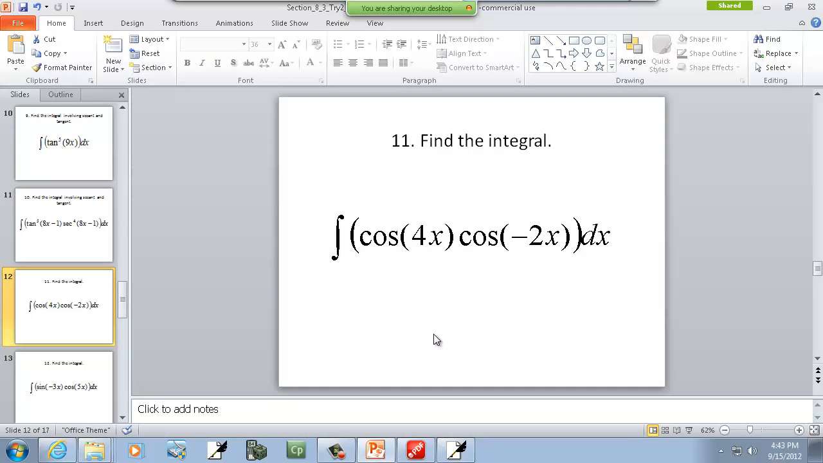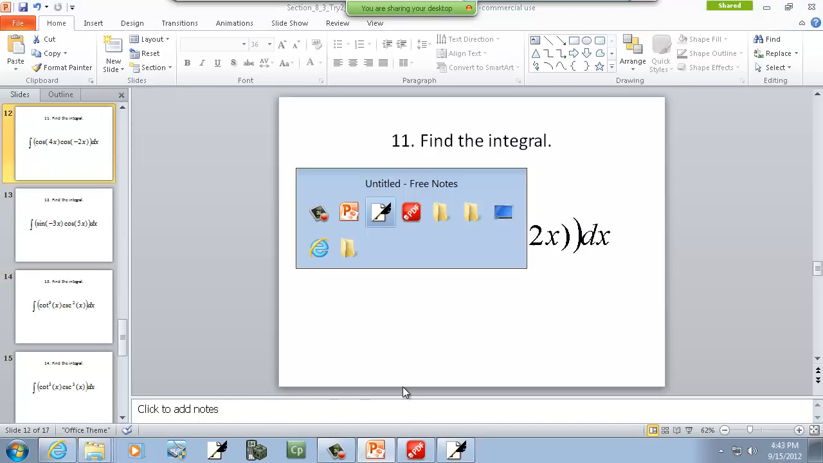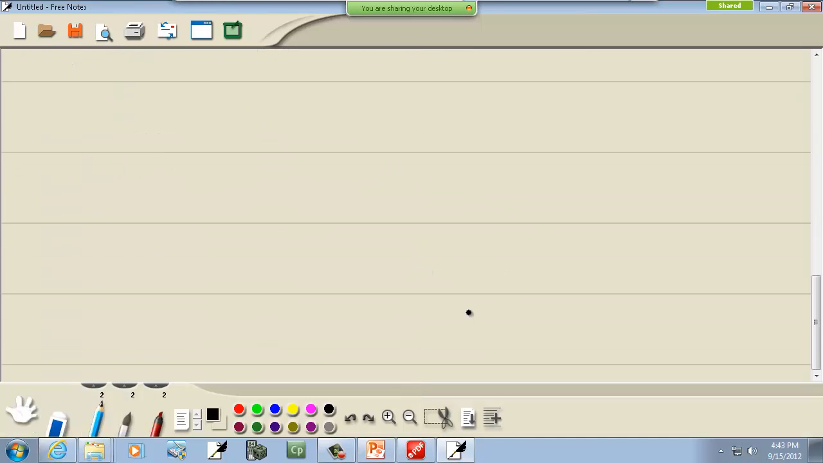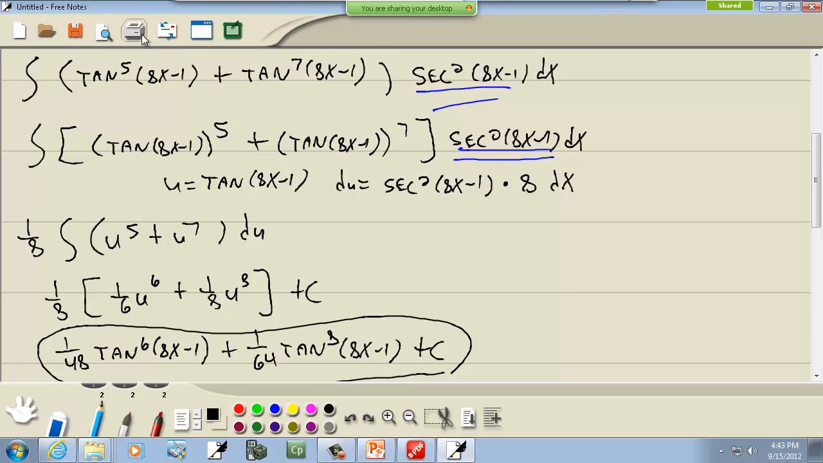Next problem. This one should be fairly straightforward. I shouldn't need a lot of space for it, but then again, let me save it.